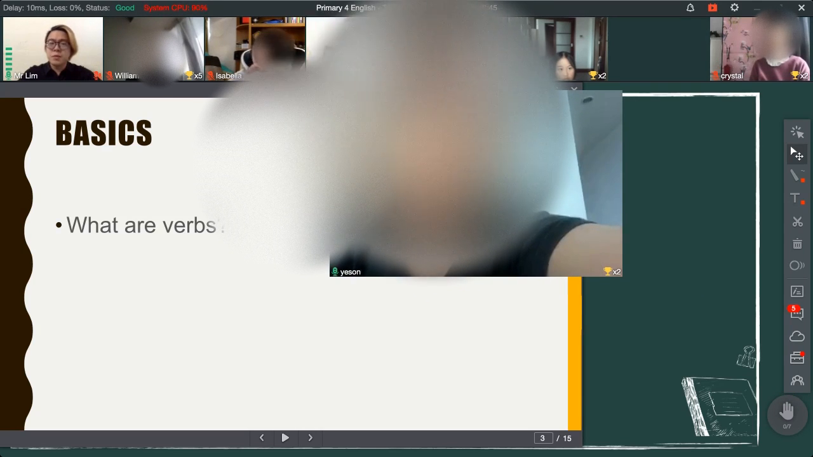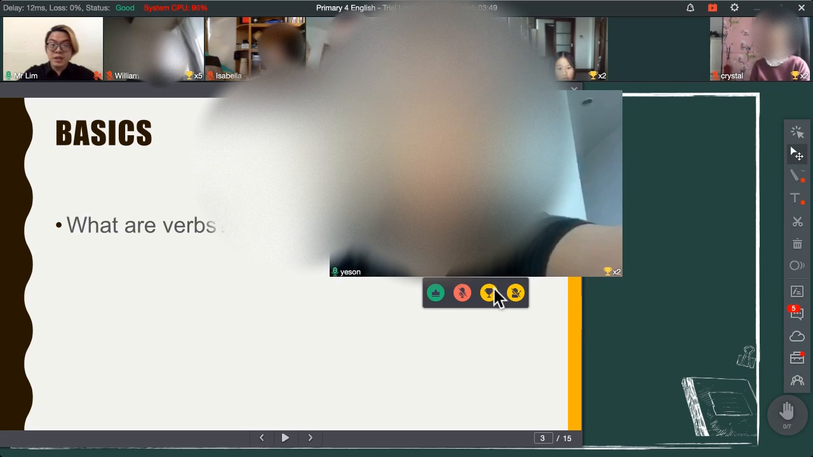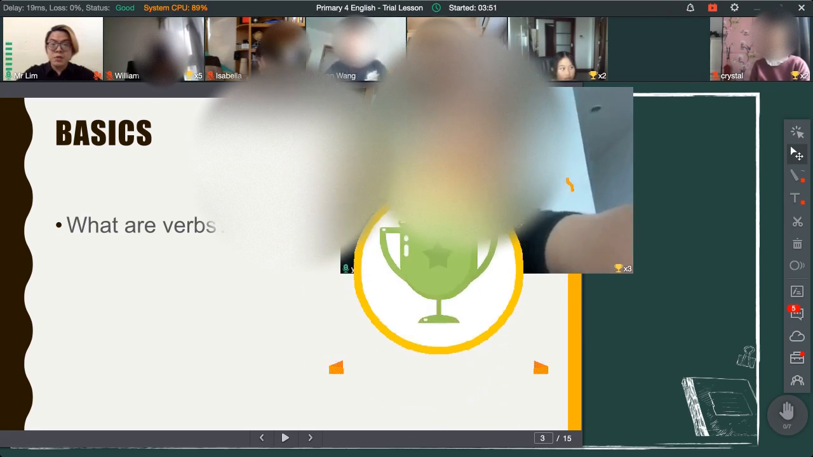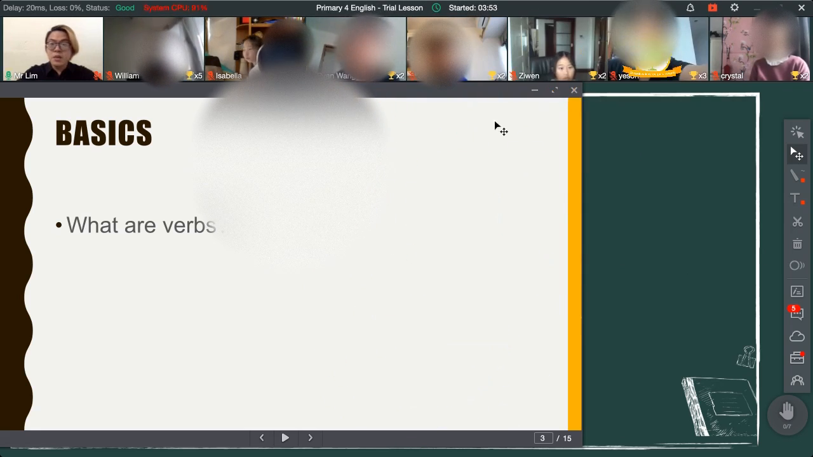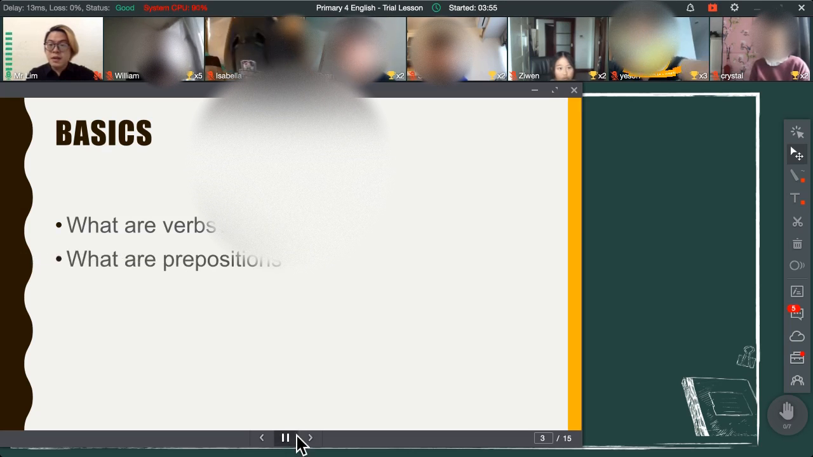Movement. Okay, so most of you use movement. I would say that an action is more accurate. An action. But well done. Movement is also very close. Well done. Next one. Okay, prepositions.